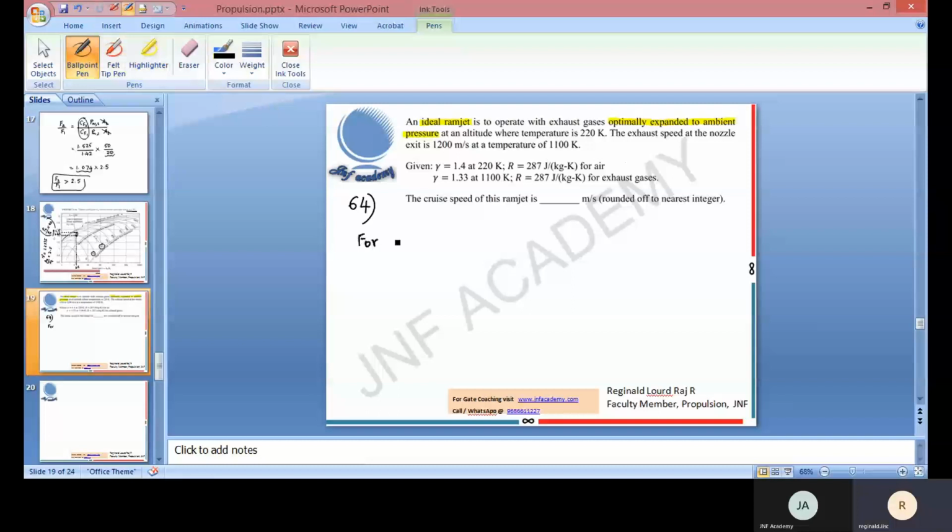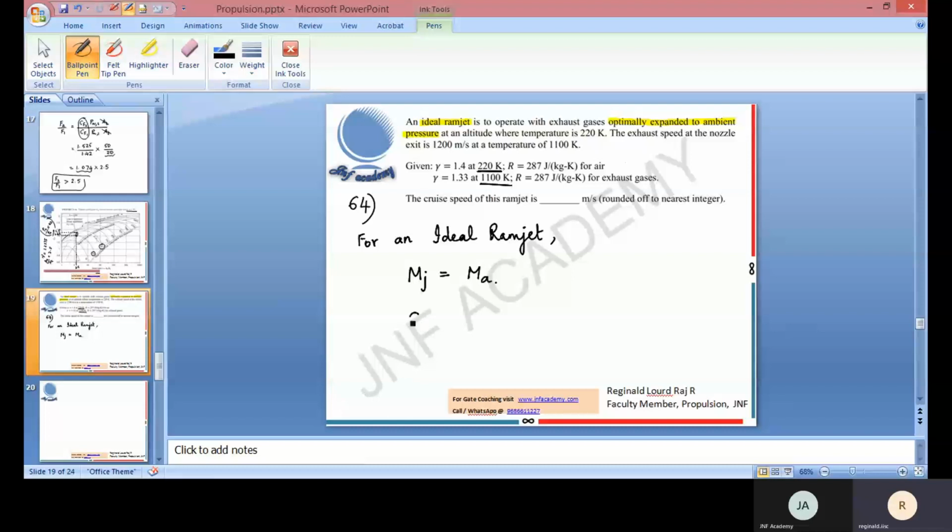So for an ideal ramjet, you can use the formula Mj is equal to Ma. I'm not going through the analysis for an ideal ramjet. The jet Mach number is equal to the flight Mach number. You may think if this is true, there is no thrust, but there is a thrust because the speed of sound is very different. The speed of sound is calculated at 220 Kelvin for A, and for the jet it is about 1100 Kelvin. So because the speed of sound changes, the velocity is also going to change.